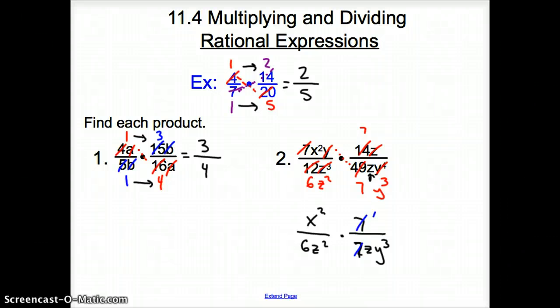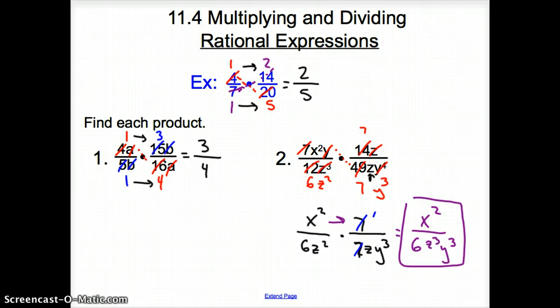As soon as we do that, we can multiply across. So we have x squared times 1 is just an x squared. And we have a 6 times a 1, which is just 6. We have a z squared times a z, which is z cubed. And then we don't have a y and a y cubed over here for our final answer.